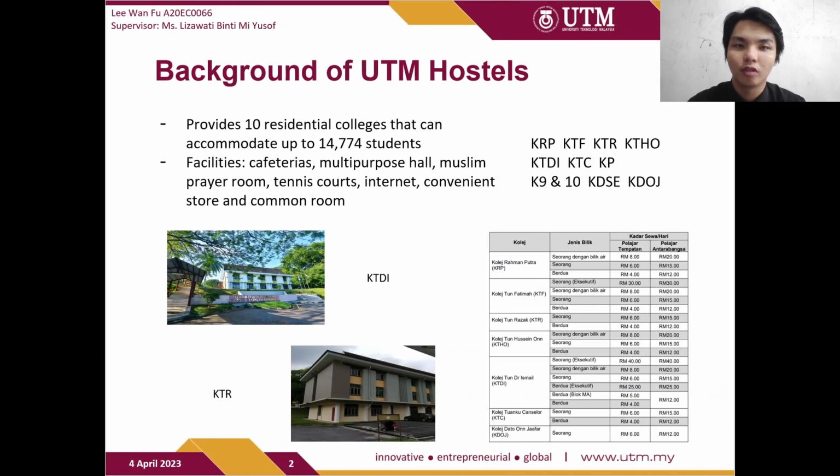First, the breakdown of UTM hostels. UTM provides 10 residential colleges that can accommodate up to around 50,000 students in one academic session. Among the facilities provided at each residential college are cafeteria, multipurpose hall, Muslim prayer room, tennis court, internet, convenience store, and common room. So this is the list of UTM hostels: KRP, KTF, KTR, KTHO, KDDI, KTC, KP, K9, K10, KDSE, and KDOJ. This is the daily run rate of each hostel, and this is KDDI, this is KTR.